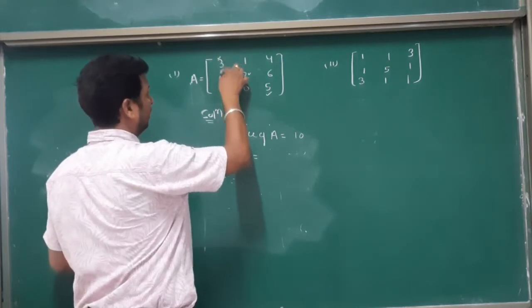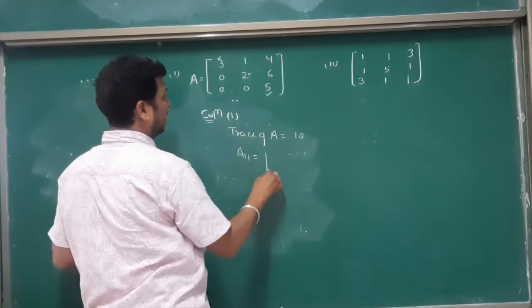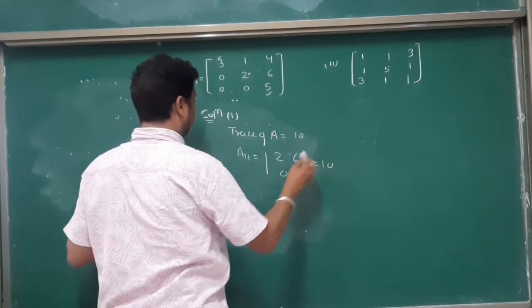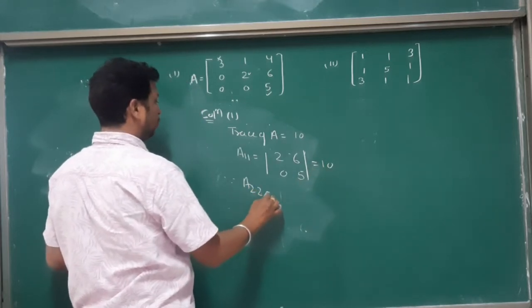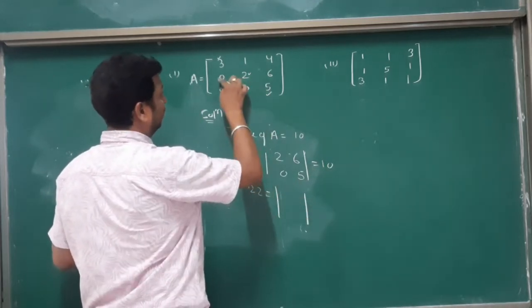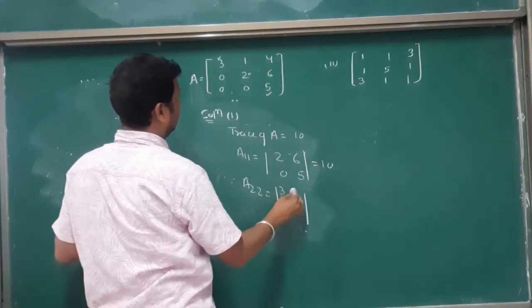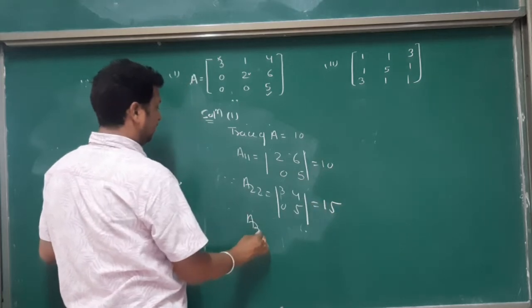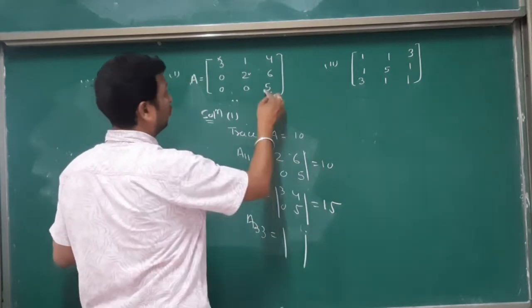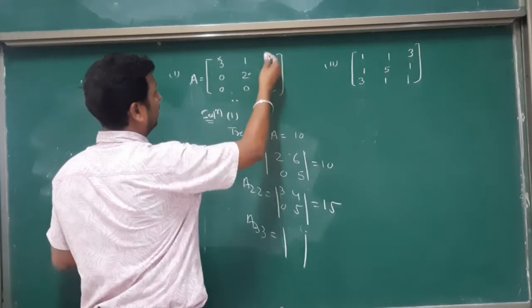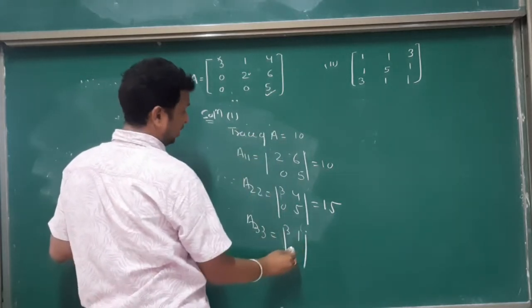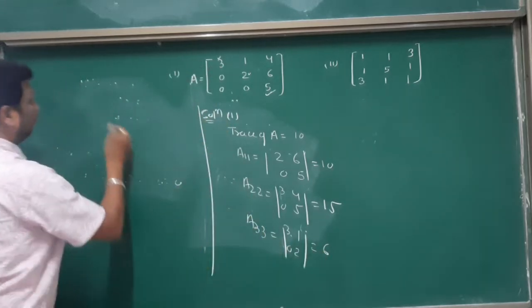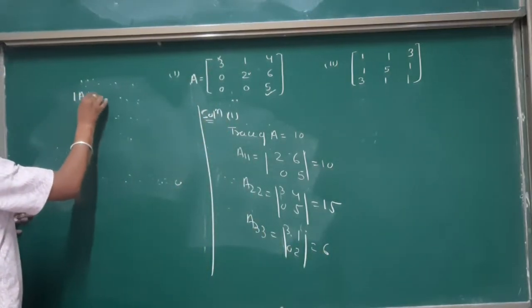A11 means for this, close this row and column, what do we get? 2, 6, 0, 5. What is the value? 10. It's a determinant. What is A22? For this, close this. 3, 4, 0, 5. What is the value? 15. What is A33? Cofactor for this, so close this. What is the matrix? 3, 1, 0, 2. Determinant 6.